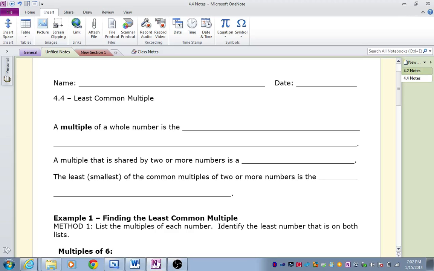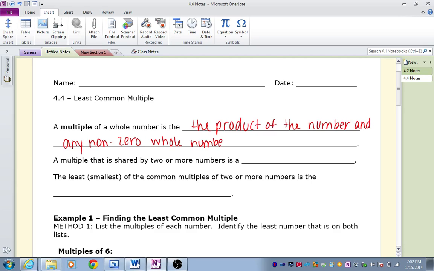These are the notes for lesson 4.4, least common multiple. Now the word multiple kind of sounds like multiply, which is what you do to find multiples of a number. A multiple of a whole number is the product of the number and any non-zero whole number. That means you can't multiply the number by 0, can't multiply the number by a decimal or a fraction.